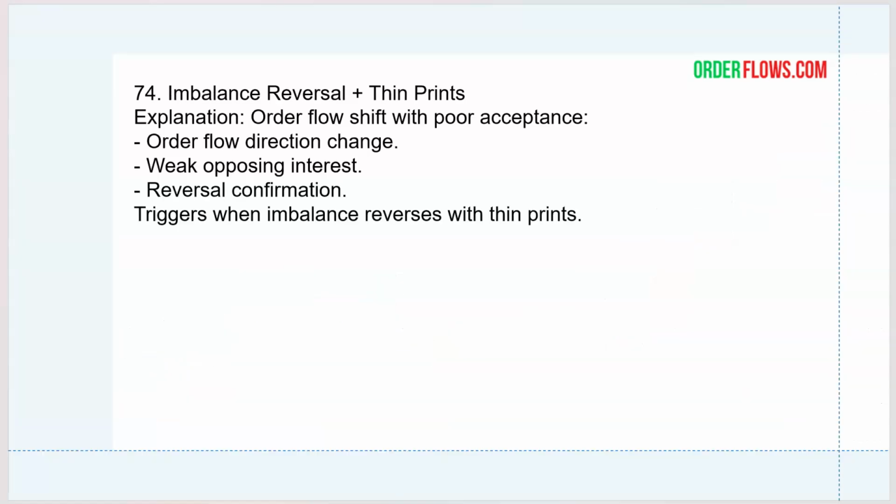All right, 74 is imbalance reversal and thin print. What this is: order flow shift with poor acceptance. You have order flow direction change, you have weak opposing interest, you have reversal confirmation, and it triggers when imbalance reverses with thin prints.